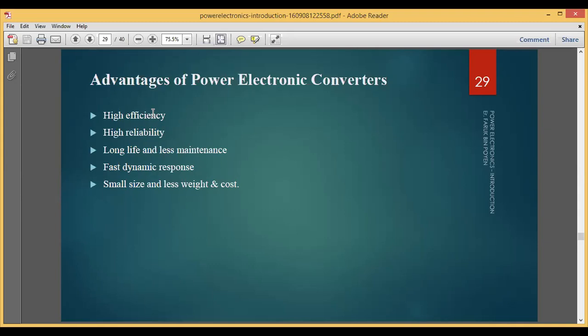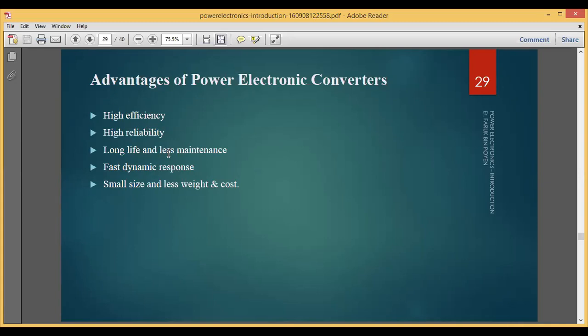Then the second point here is they are very highly reliable, highly flexible. You can call them by any of these names. Then they have long life and less maintenance. Power electronic converters have a very long life, in the sense that the damage to those particular devices is very less.